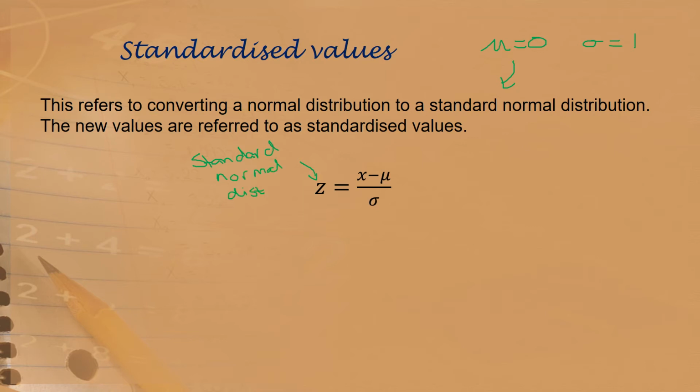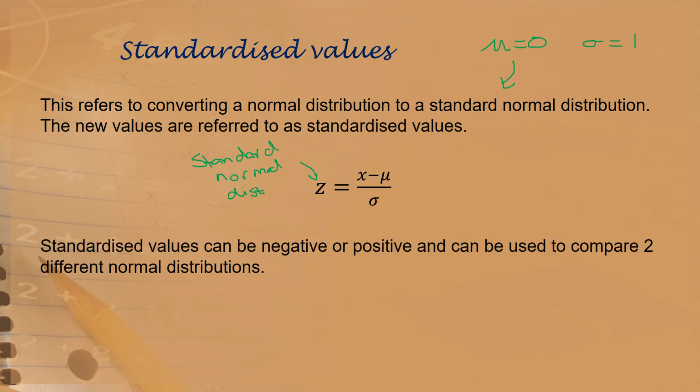What we do is we take our previous x value, subtract the mean and divide by the standard deviation, and that gives us a standardized value. The standardized values can be positive or negative because in our standard normal distribution, the mean is at 0. So we get negative values to the left and positive values to the right. And once we've standardized, we can use these to compare 2 different distributions. It's hard to compare when we've got different means and standard deviations. Once we've standardized, then we can compare any 2 different sets of data.